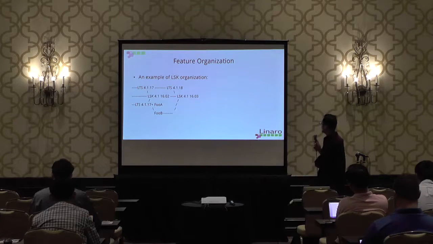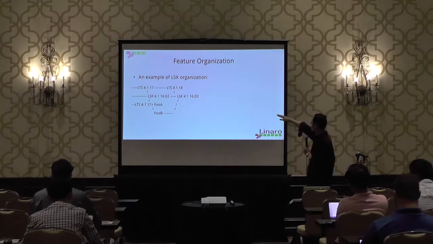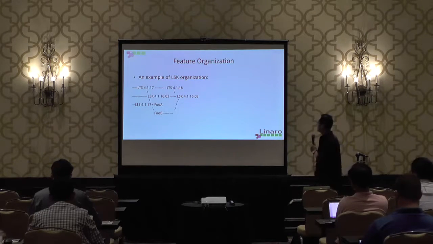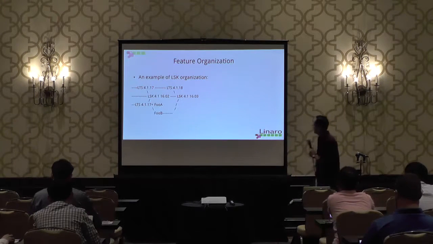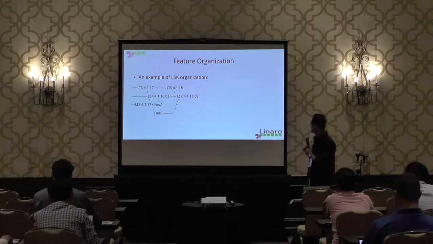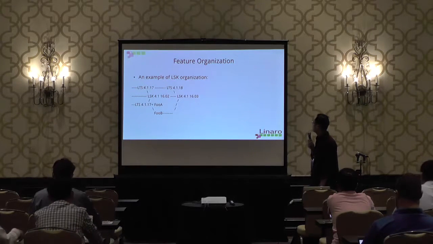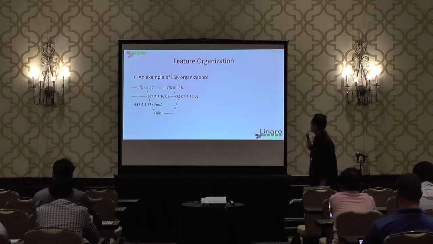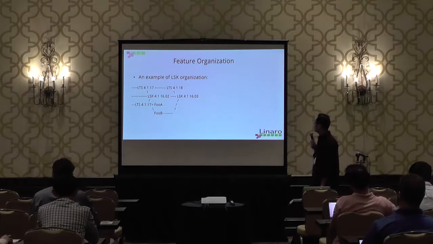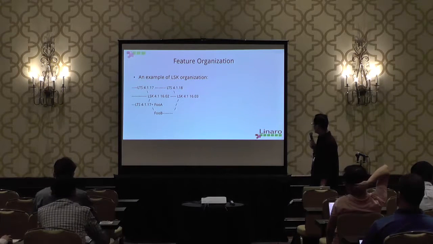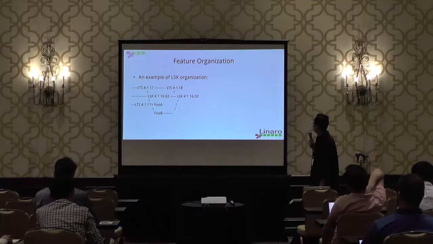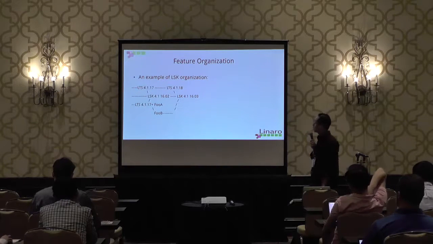And under the middle line, there are two features, FOOA and FOOB. So this example shows FOOA was directly based on the LTS. And FOOB has some dependency on FOOA, so it's based on FOOA, not the LTS. You can see both of them are merged into LAS16 like a tree model.